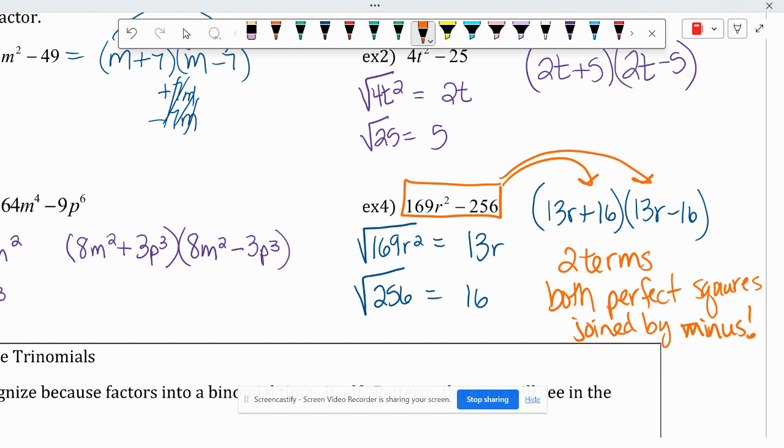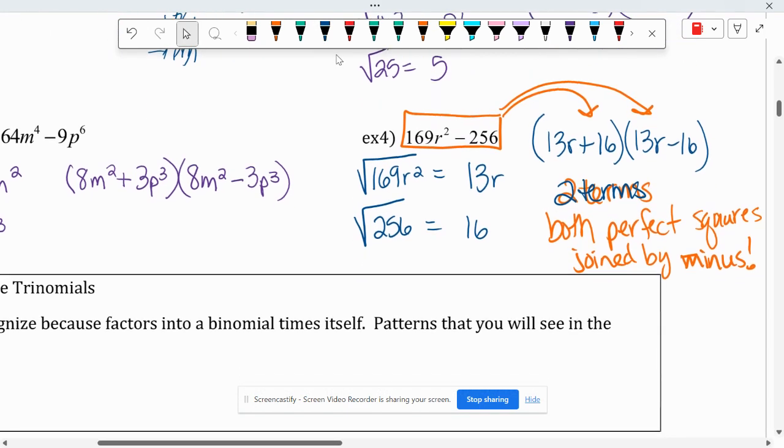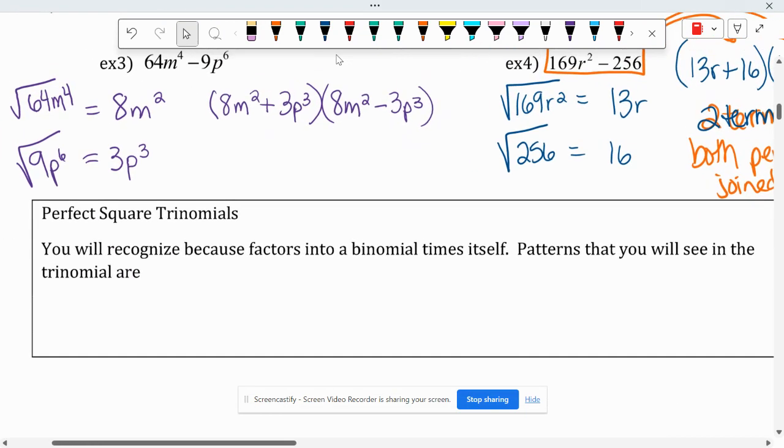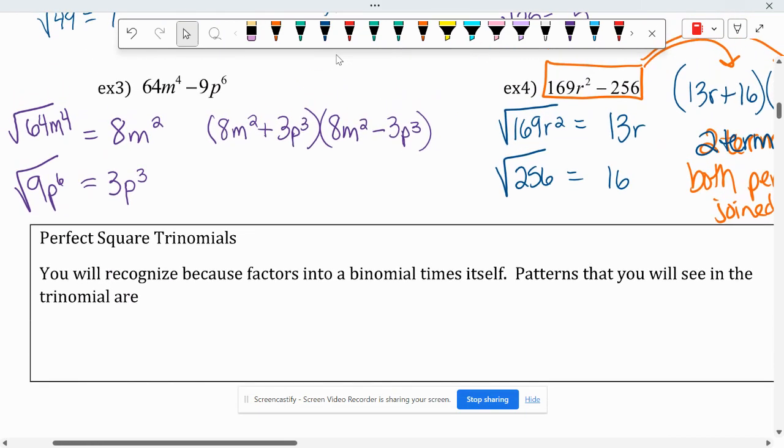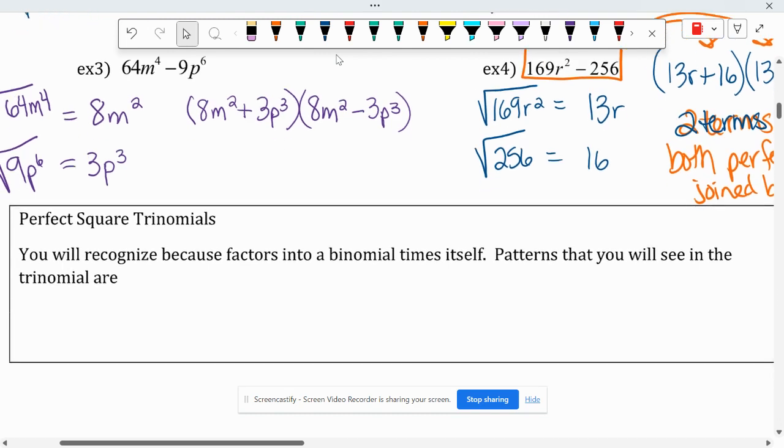That is how you recognize it. Two terms. I hate that that red doesn't show up for you guys. Two terms, they're both perfect squares, and they're joined by a minus. Okay? Do you feel okay with that? Okay.